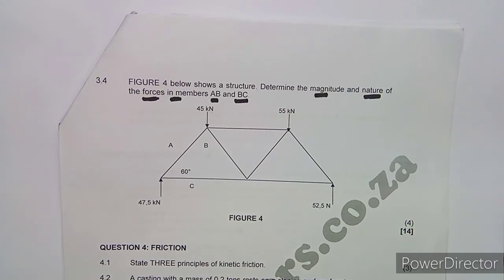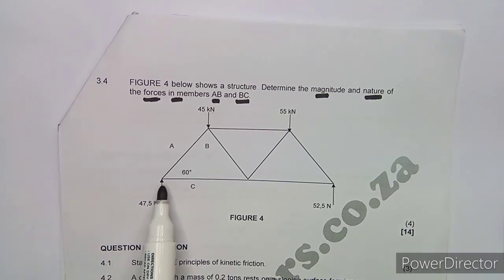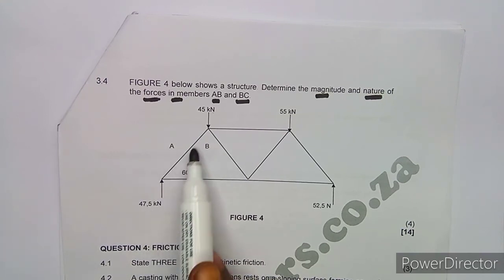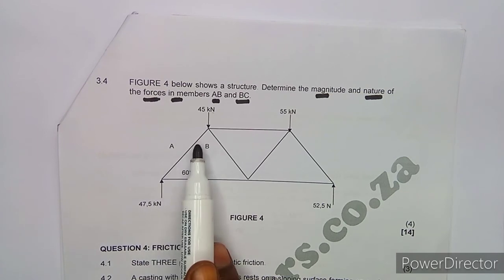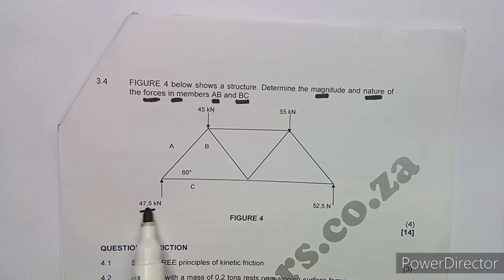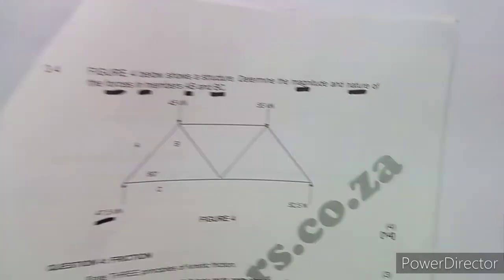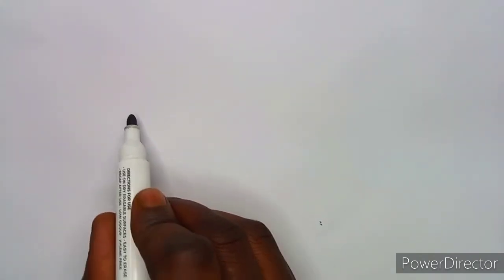So if you take a closer look at this question, you'll see that we have tried by all means to work with this type of question, and it's one and the same working that you do. Okay, so to calculate AB, let's just start with AB, where we've got an upward force of 45 kilonewtons that we are going to use. So which means we shall end up with something like this.